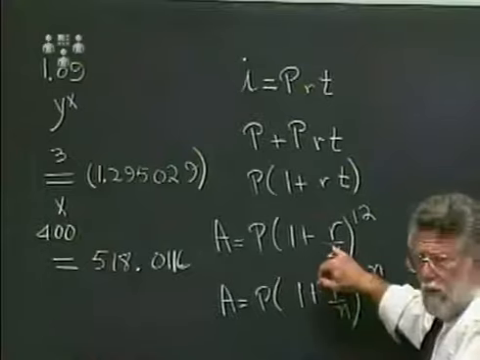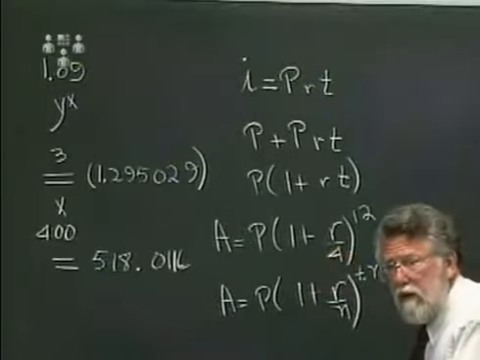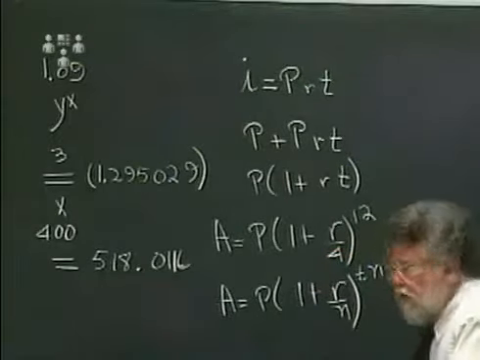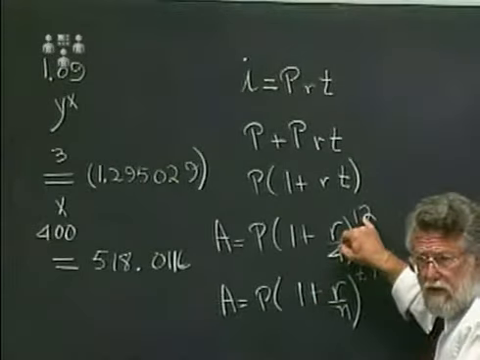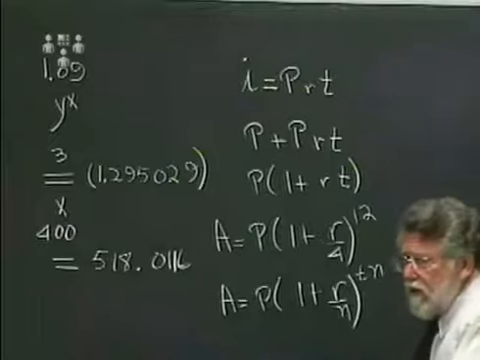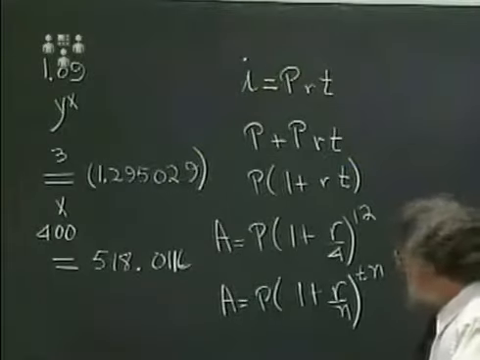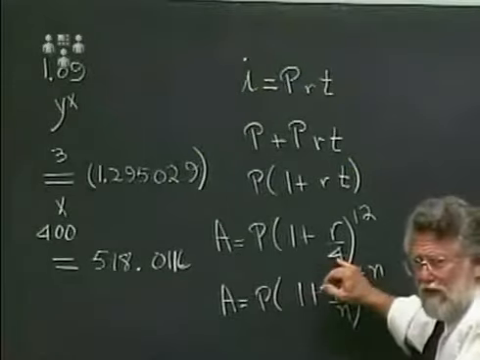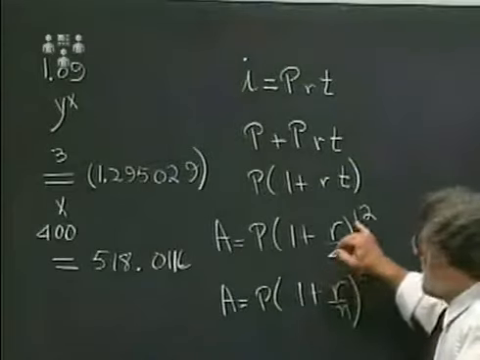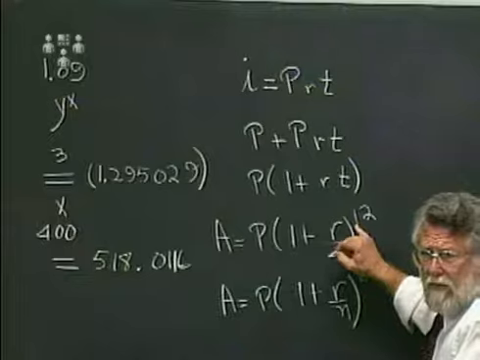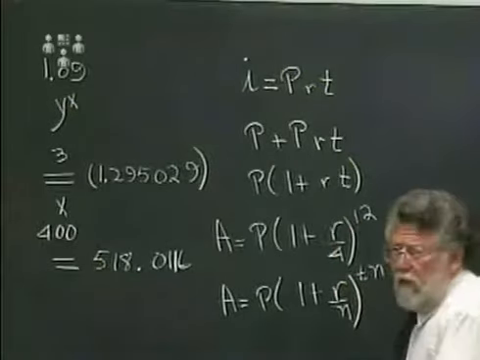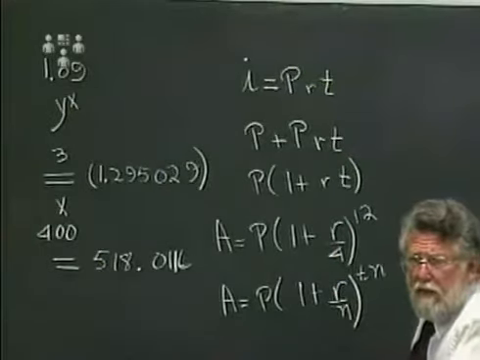So this would have been quarterly compounding. If I were to do it semi-annually, then this becomes a 2 and this becomes a 6. If I do it 365 days a year, then it's R over 365, and then I run 365 times 3. And that is essentially what we're going to be doing as we come through these problems.